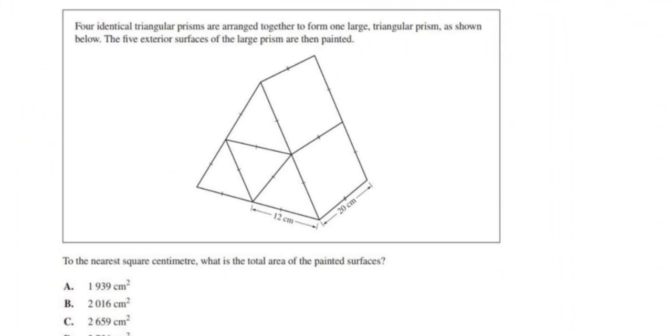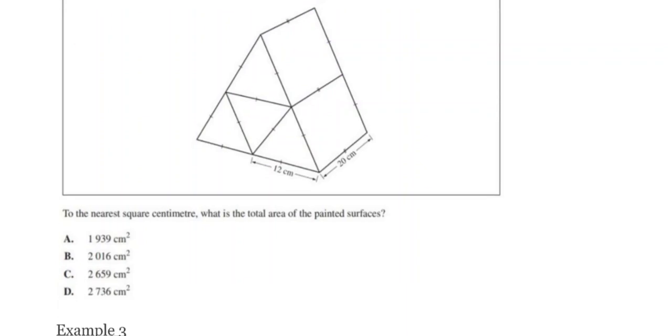All right, next one. In this one, it says we have 4 identical triangular prisms, and they're arranged together to form one large triangular prism as shown below. The 5 exterior surfaces of the large prism are then painted. So what that means is we've got 5 of these shapes, like that one, and then we put them all together. After we put them together, the outside of everything is painted. And then it says, to the nearest square meter, what is the total area of the painted surfaces?